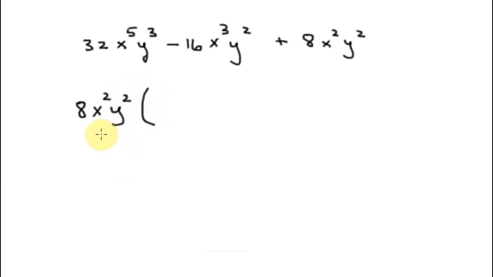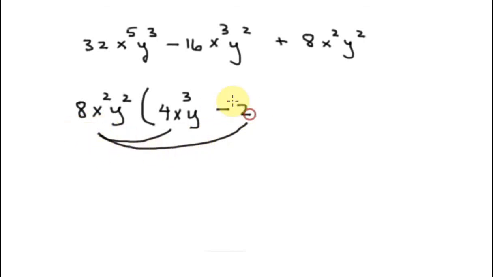Now I'm going to fill in the blanks. So to make 32, I need a 4. And I want 5 x's, but I only have 2, so I need 3. And I want 3 y's, but I only have 2, so I need 1 more. All right. On to my next term. So 8 times negative 2 makes negative 16. And I want x squared to turn into x cubed, so I need 1 more x. And then I got all the y's that I need, so that one's done.